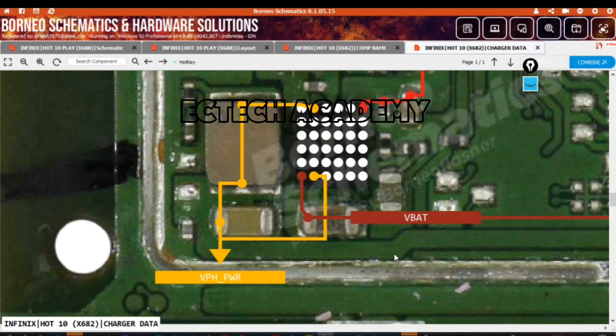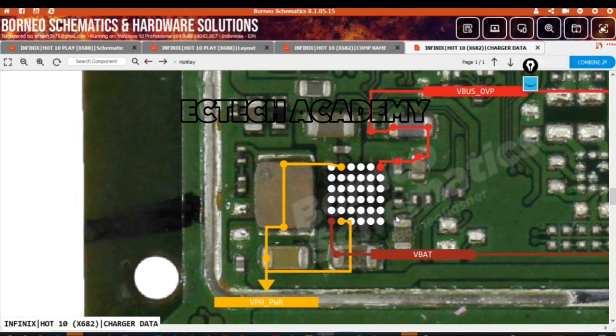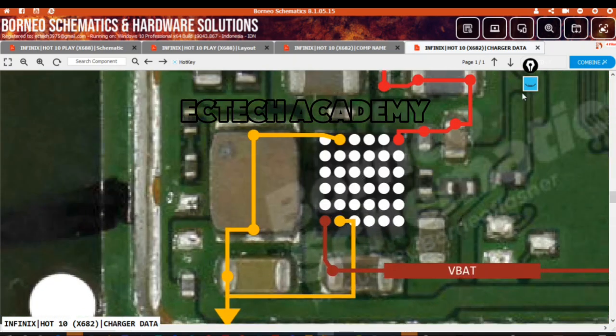Okay, all right. So this means that this charging IC can cause total dead. If this charging IC is faulty, the phone will be dead. And there are some charging ICs, if faulty, the phone will not be dead, but it will not charge. Just that such a charging IC is not giving out a vph power. Okay, all right, so take note of that.